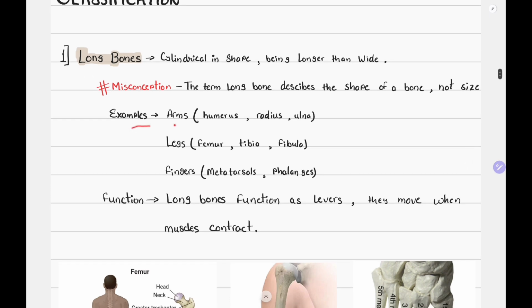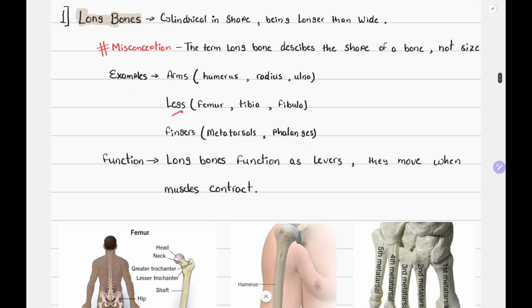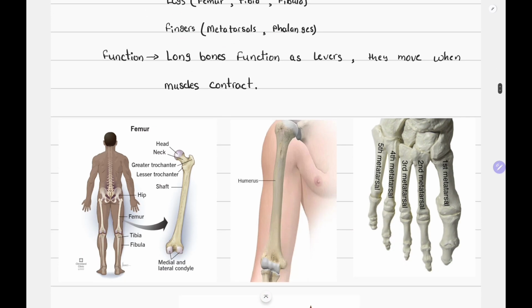For example, in the arms we have the humerus, radius and ulna. In the legs, we have the femur, tibia and fibula. And in the fingers and toes, we have metatarsals and phalanges. This is the femur bone in our legs. Below the femur, we have the tibia and fibula, and they all fulfill the category of long bones. Similarly, this is the humerus bone. As you can appreciate, this is a cylindrical bone with its length greater than its width.